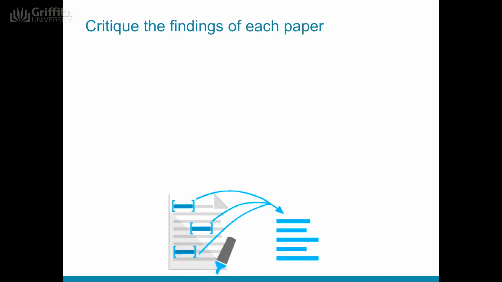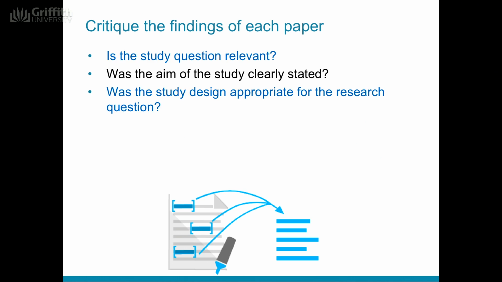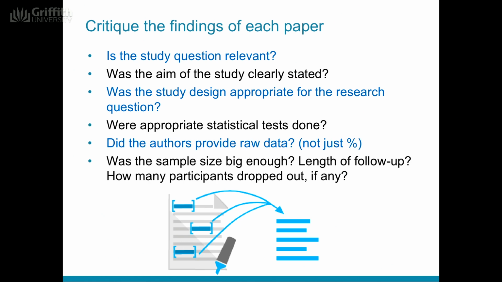And then you're going to critique the findings of each paper. And to do that, you ask, is the study question relevant? So, as I said, you've gone through your EndNote, you've weeded out by title and abstract, and now you're really looking at the study question. Is it relevant to your study? Did the authors make their aim clear? Did they use an appropriate study design to answer the question? Did they do appropriate statistical tests? Did they provide raw data?